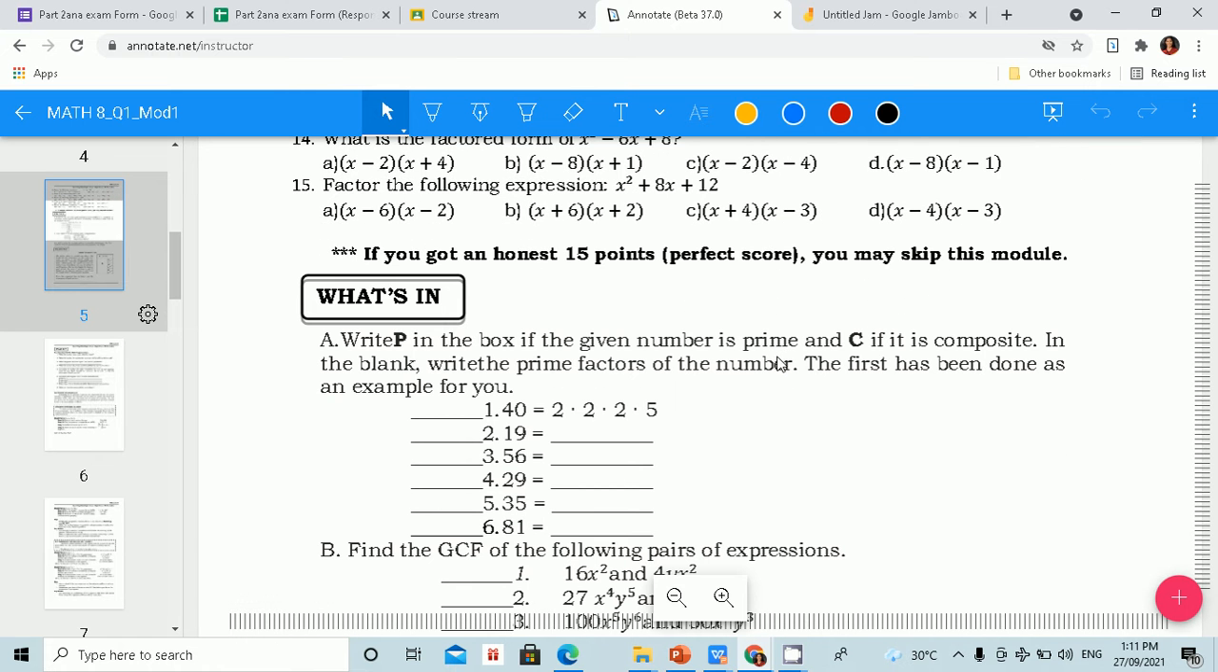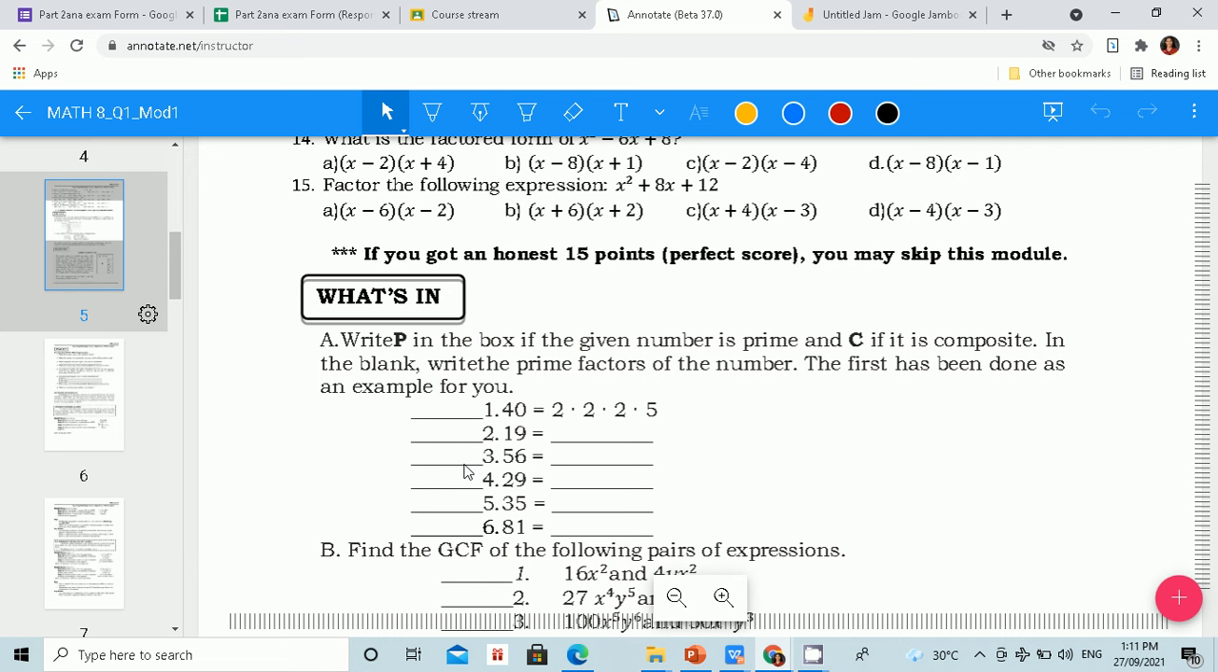Okay, so write P in the box if the given number is prime and C if it is composite. In the blank, write the prime factors of the number. The first has been done as an example for you. So we have 40, and on the right side you are going to factor 40. And on the left side, you are going to write P.